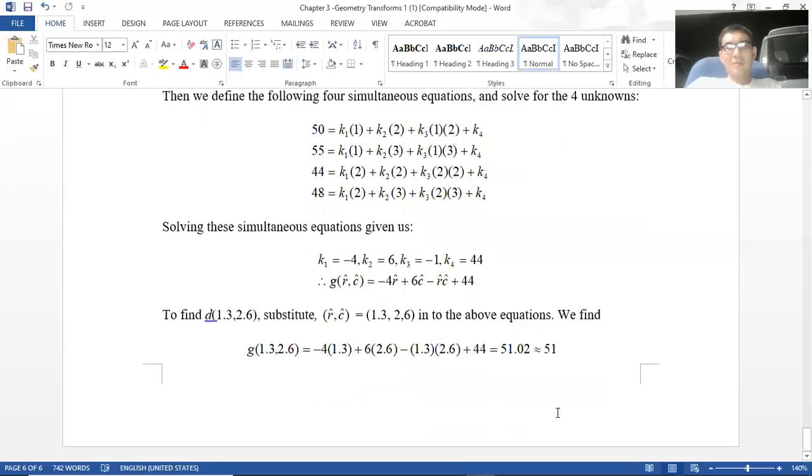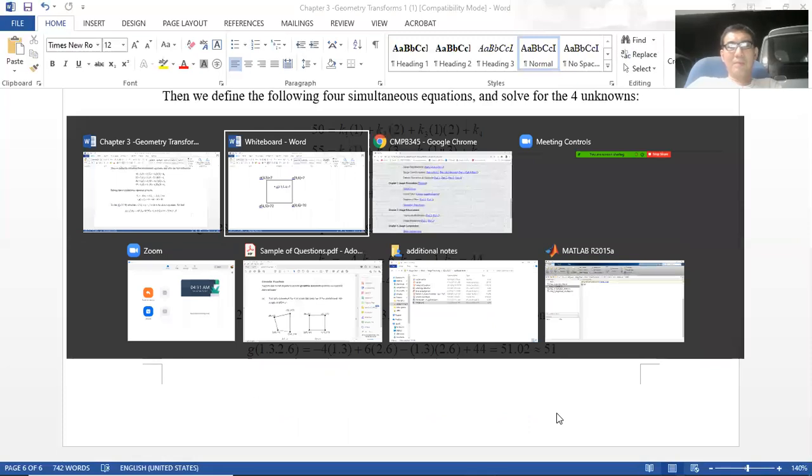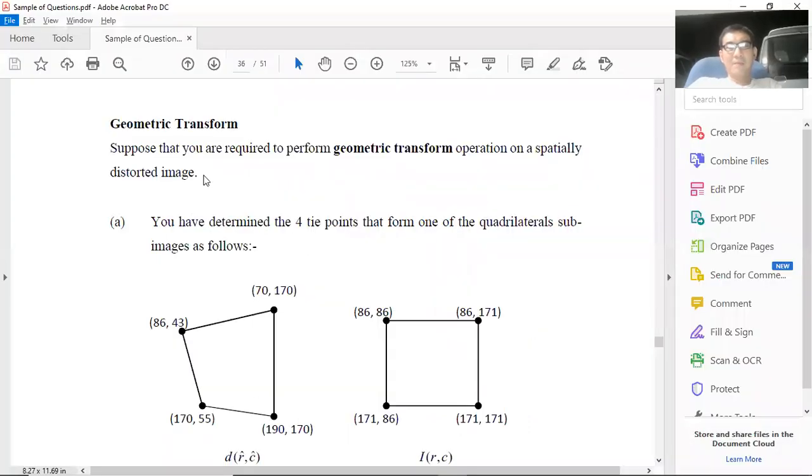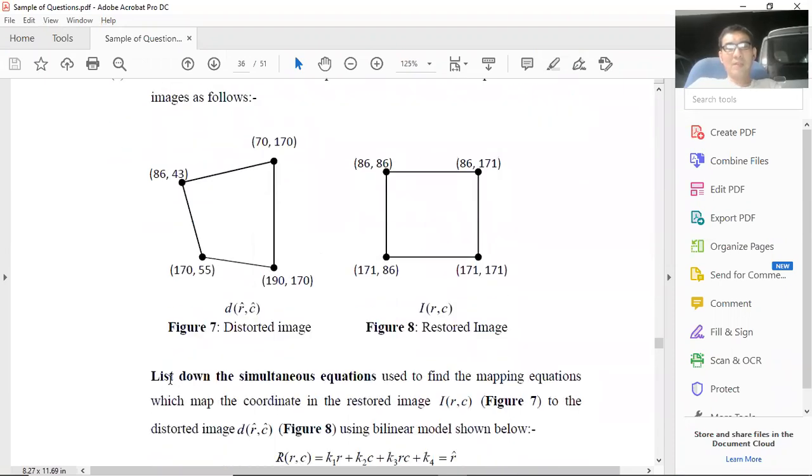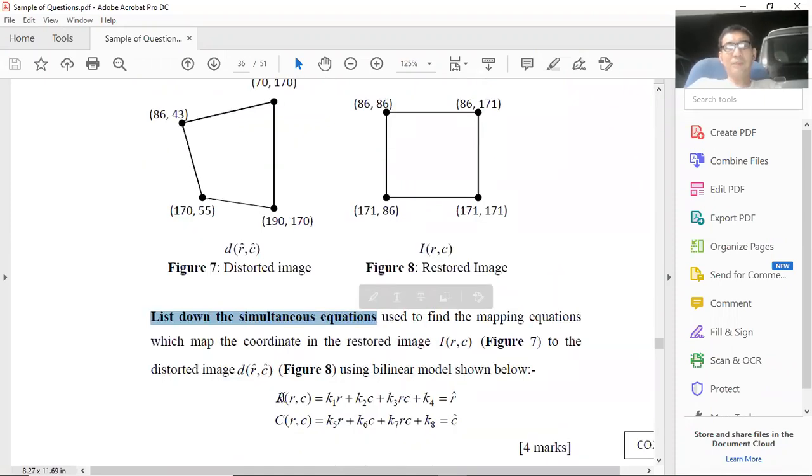Okay. So we look at an example. Page 36. So you're required to perform geometric transform on a spatially distorted image. So you have determined 4 tie points. So these are the 4 tie points. You are required to list down the 8 simultaneous equations using this bilinear model.